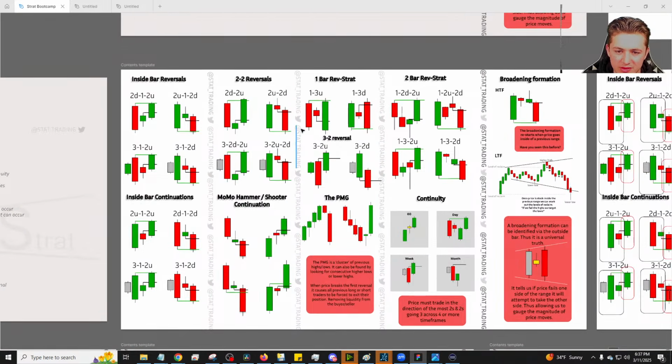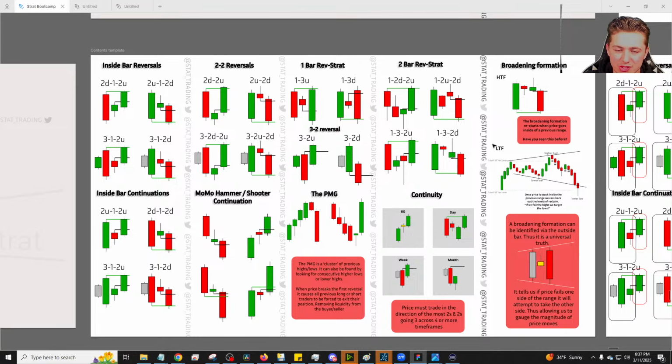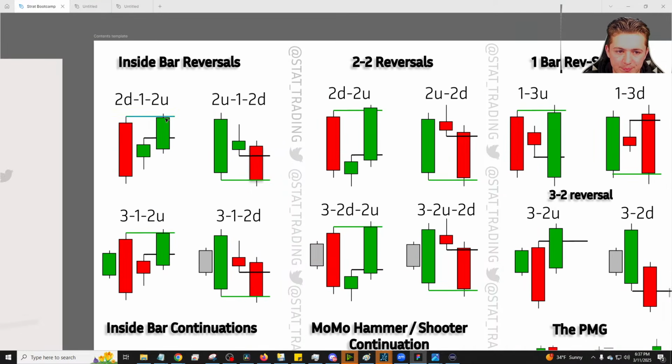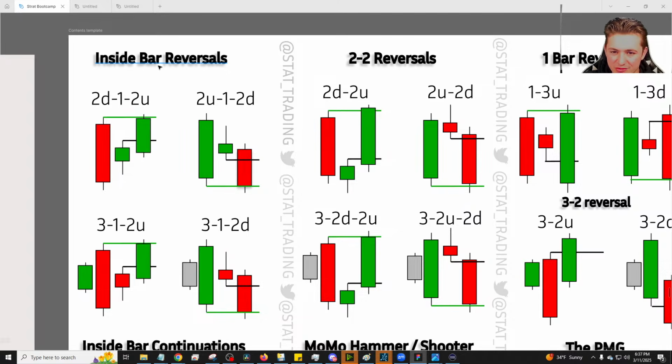We can derive the fact that there's a limited amount of reversals and continuations that can occur. So we will always know what a reversal looks like. We'll always know what a continuation looks like. So for example, these are going to be the most common reversals you'll see. And we call them inside bar reversals and 2-2 reversals.